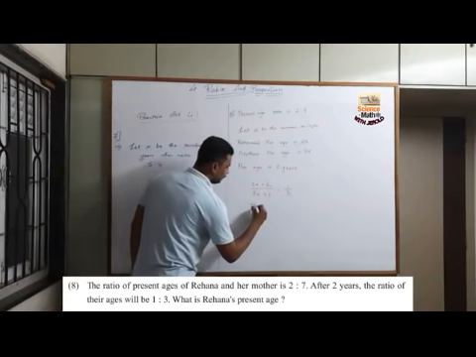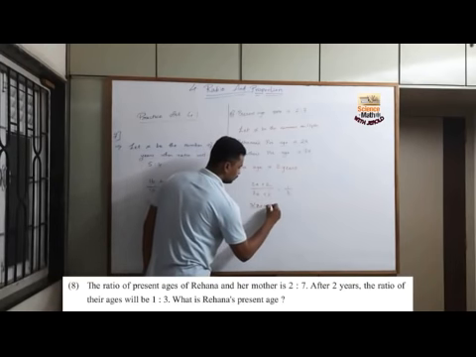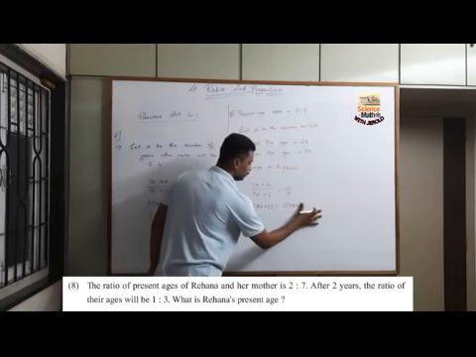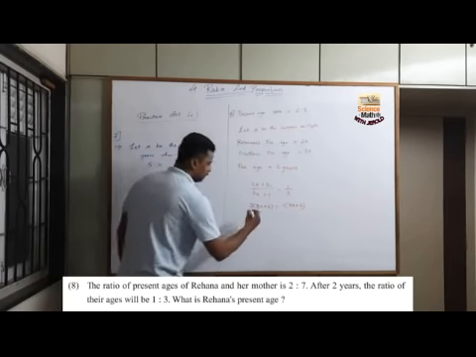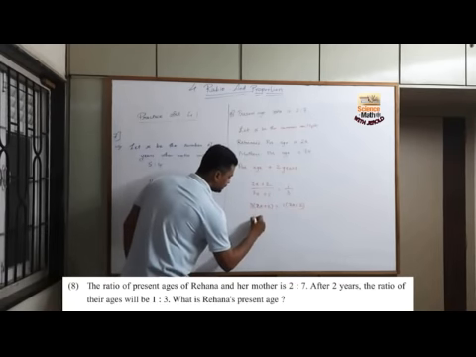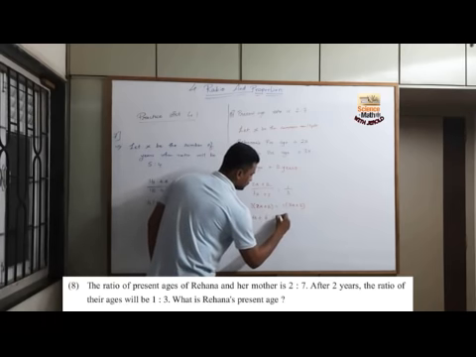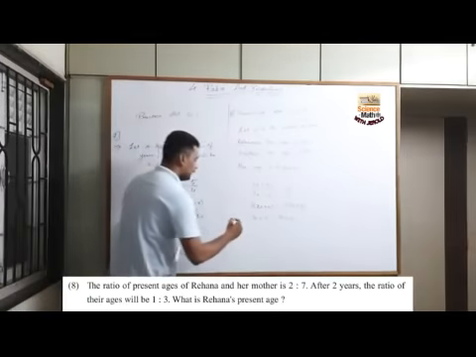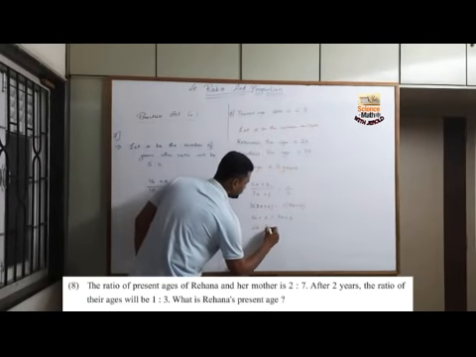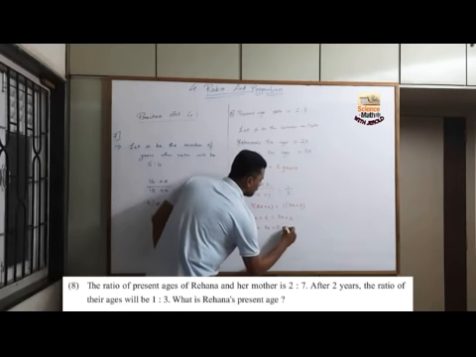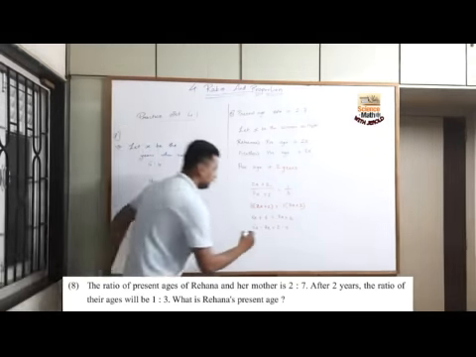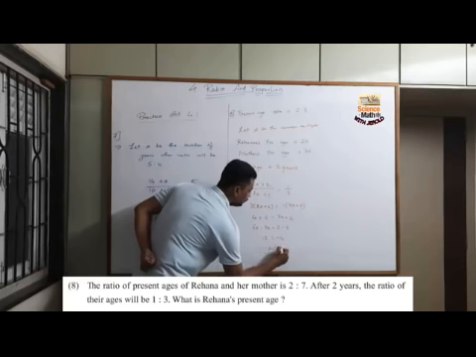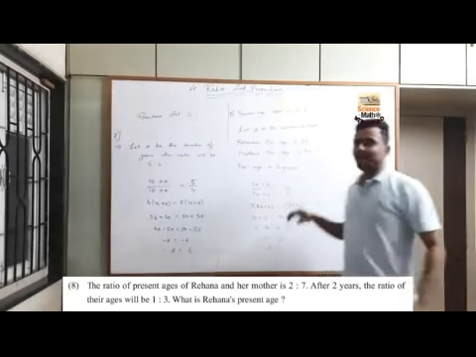So I get 3 multiplied by (2x plus 2) and 1 multiplied by (7x plus 2). Calculations: 3 into 2x gives 6x, plus 3 into 2 gives 6, is equal to 7x plus 2. Now bringing the like terms together, 6x minus 7x is equal to 2 minus 6. I get minus x is equal to minus 4. Therefore, x is equal to 4. Now I got the common multiple x as 4.